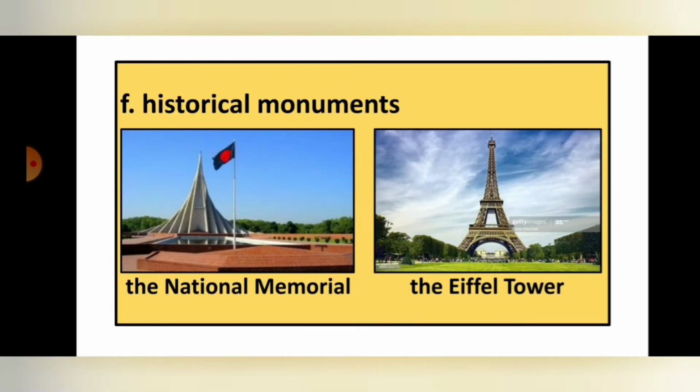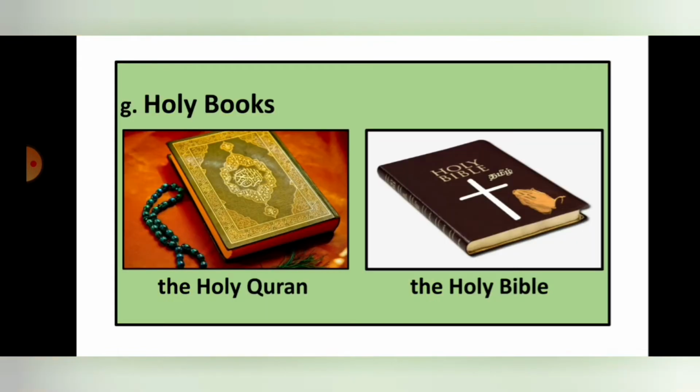Then historical monuments. Before historical monuments, before that name, we have to use the always. So here in the first picture you can see it is the National Memorial. I hope you have visited, which is situated in Savoie. Then the Eiffel Tower, which is in Paris. So before these two monuments, you can see I have written the National Memorial and the Eiffel Tower. So before any national or historical monument's name, we have to use the.